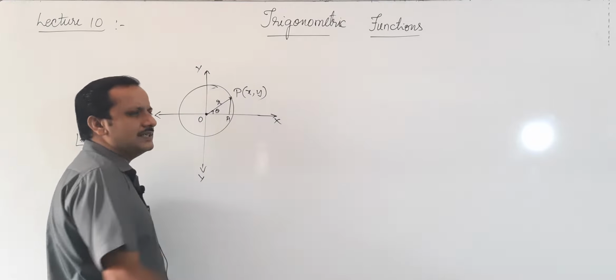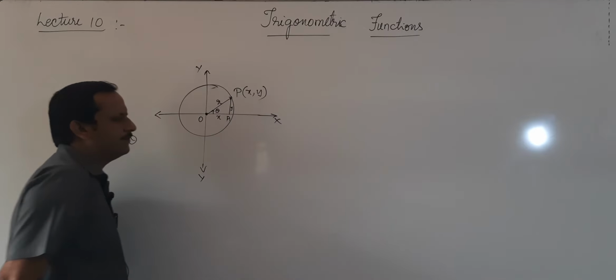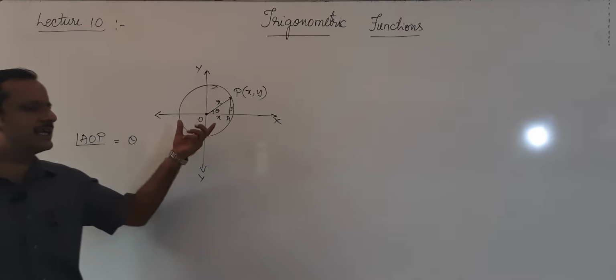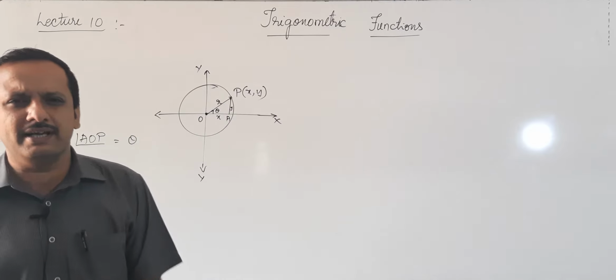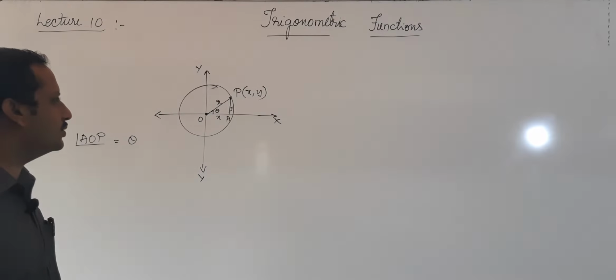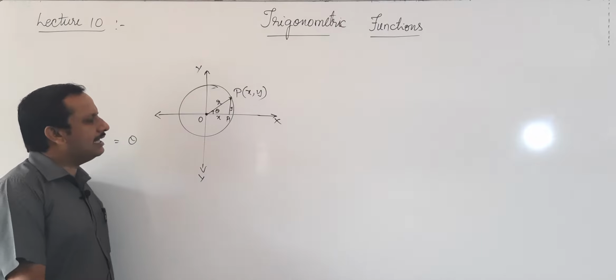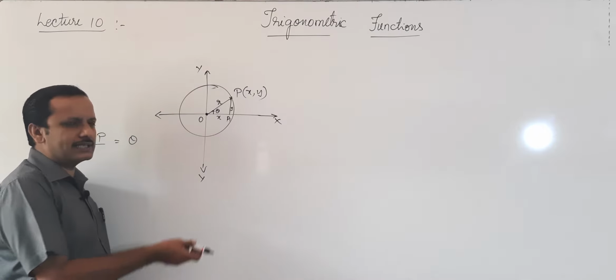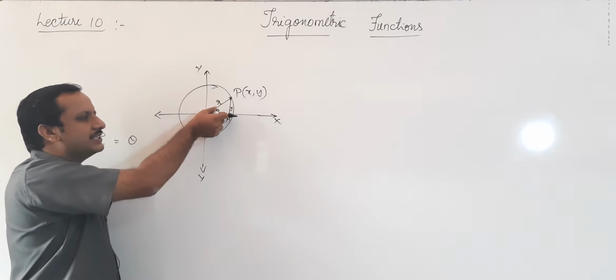If this point is in the first quadrant, this is x, this is y. Now from this right angle triangle, sin theta is equal to y by r, cos theta is equal to x by r, etc. All those things you know already. Now, angle AOP is measured from the x-axis, because we are considering this positive x-axis as the initial line.